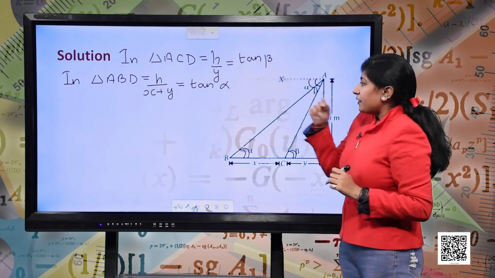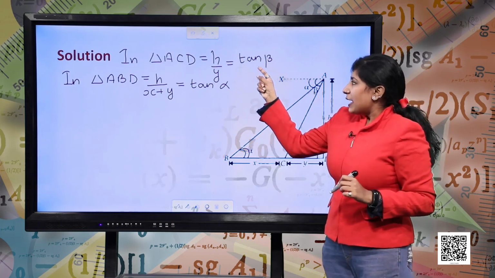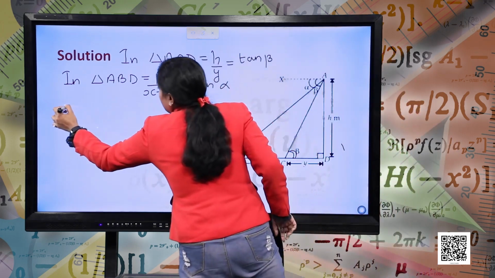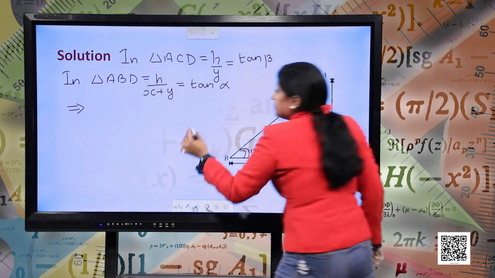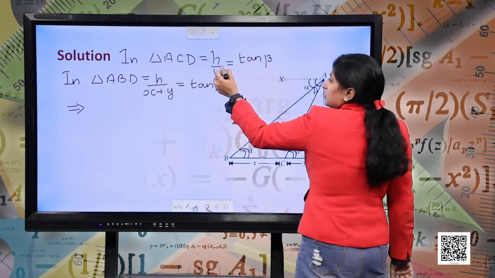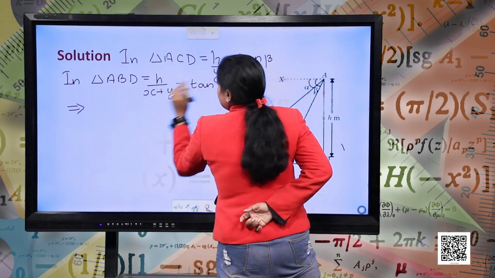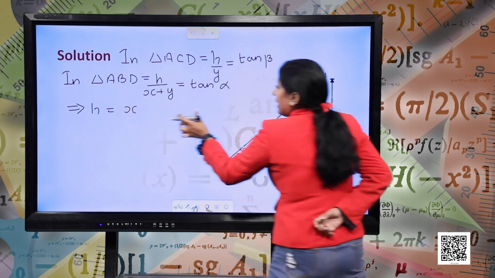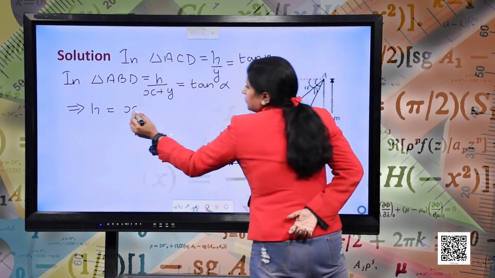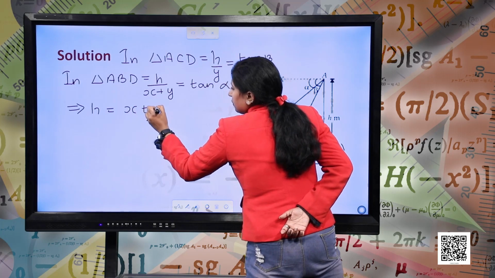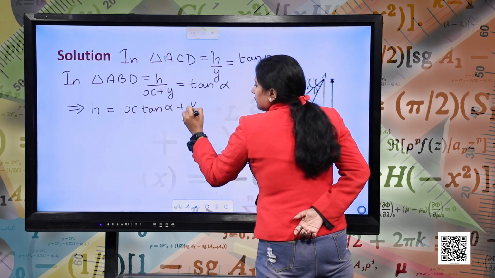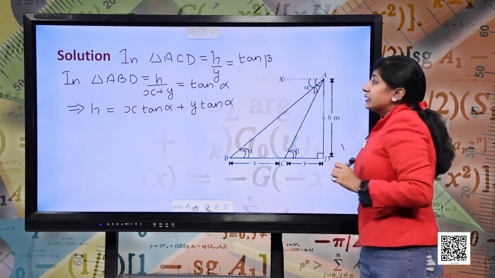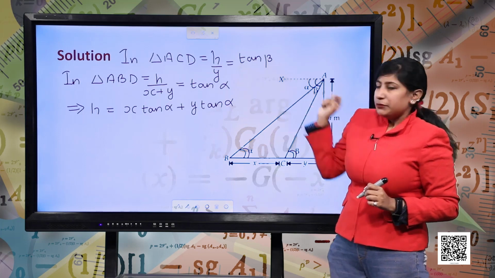Now we need to find x. So if you cross multiply, you get h equal to y tan beta. So I am first of all cross multiplying in this equation. Then I will use the value of h from the first equation, that is this one. So h is equal to x plus y into tan alpha, which means x into tan alpha plus y into tan alpha. Now h is equal to y tan beta also.